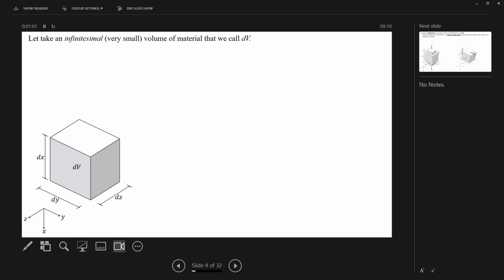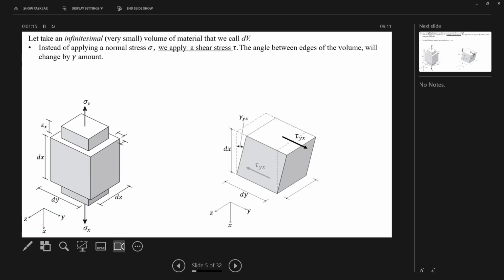Again, you've seen this scenario before. We're going to look at a very small part within a larger structure. We're going to call it dV, dV meaning a small volume, a subsection of. And there's our orientation there. You've seen this before, axial withdrawal, tensile pulling.